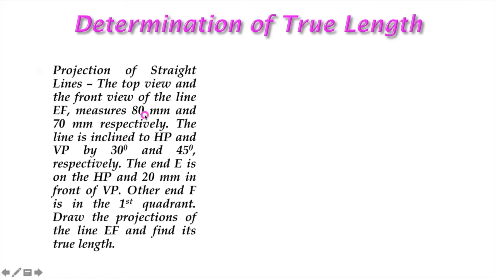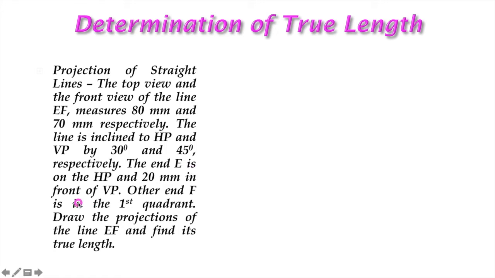In the front and top view, the top view length is 80 mm and the front view length is 70 mm. That is given. We have to find out the true length, and it is also given that the actual inclination of the line with respect to HP and VP is 30 degrees and 45 degrees respectively.